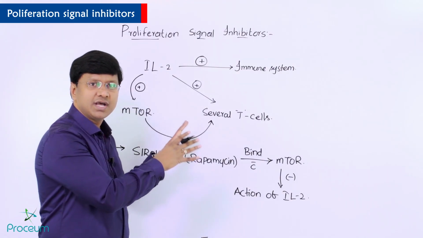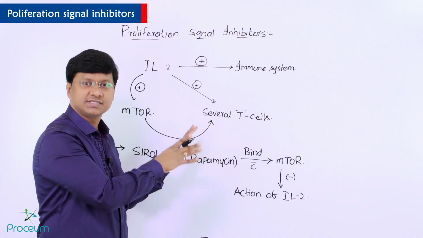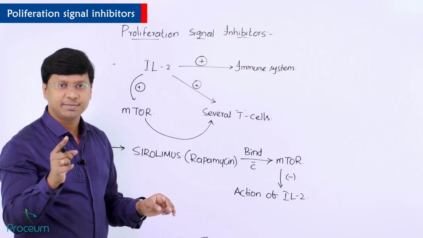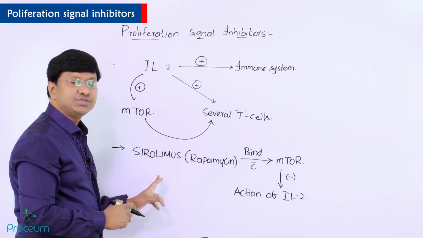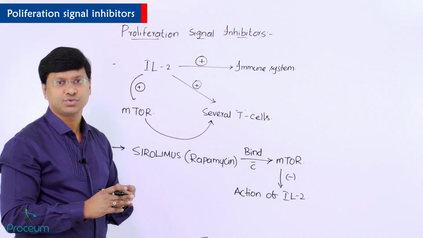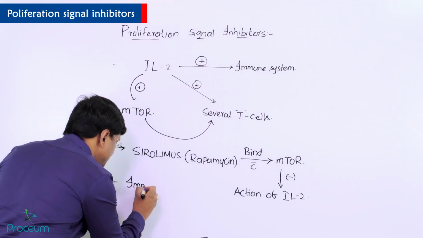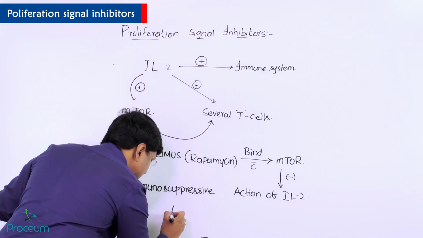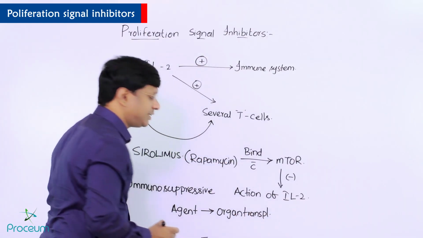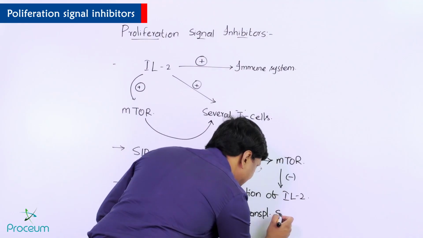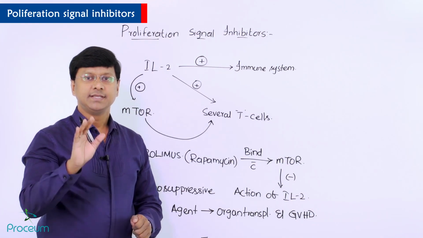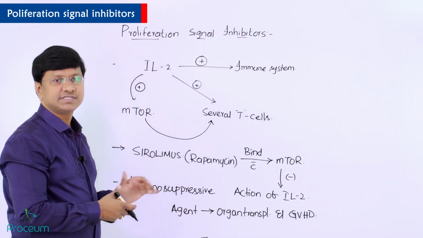Now because Sirolimus has an immunosuppressive action, where is it used? Remember, Sirolimus is used as an immunosuppressive agent in organ transplantation as well as graft versus host disease. Is that clear? Now, which is the other place where we use this Sirolimus?